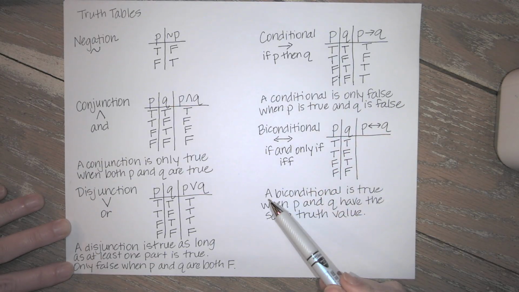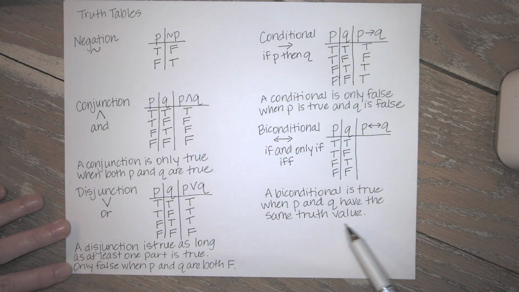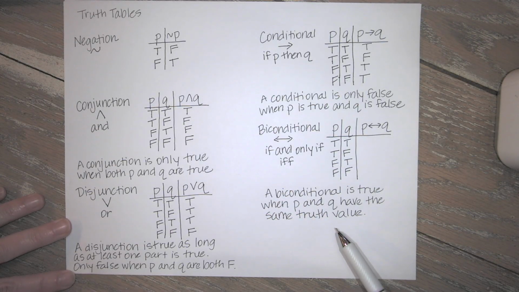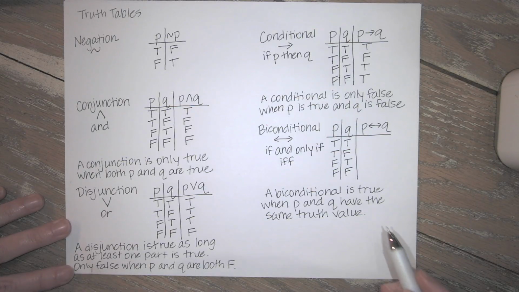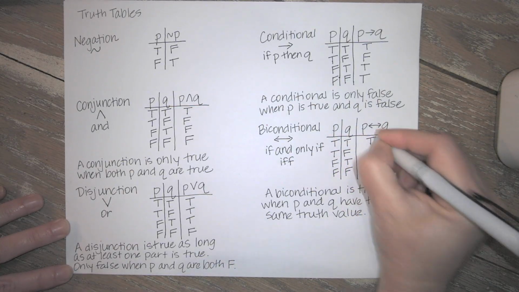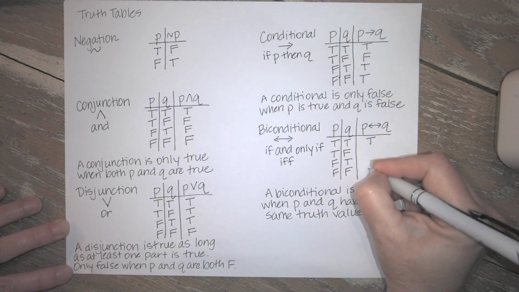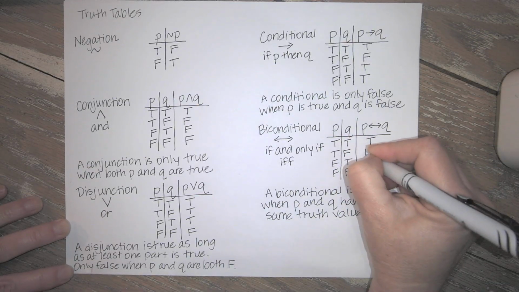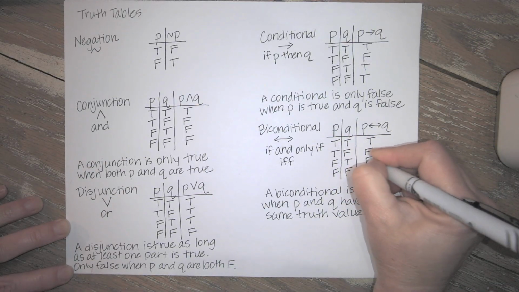And then you see here a biconditional is true when P and Q have the same truth value. So it doesn't matter if they're both true or both false. As long as they have the same truth value, the biconditional is going to come out true. So it's going to come out true right there and true right there, and then these two will be false.